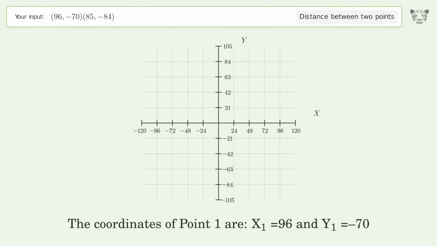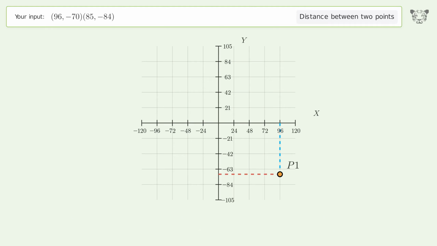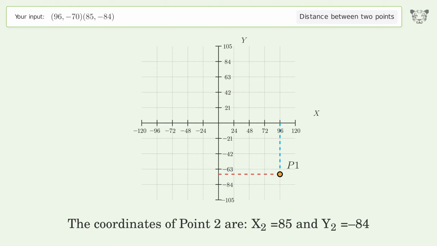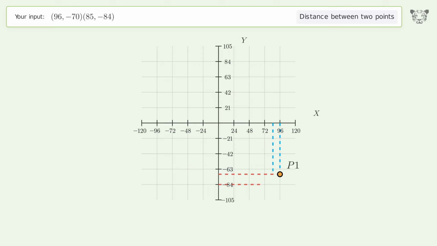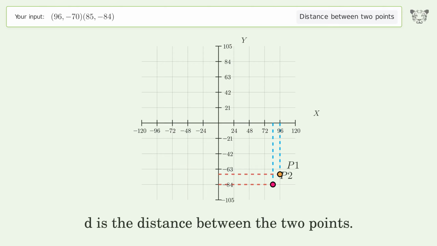The coordinates of point 1 are x1 equals 96 and y1 equals negative 70. The coordinates of point 2 are x2 equals 85 and y2 equals negative 84. D is the distance between the 2 points.